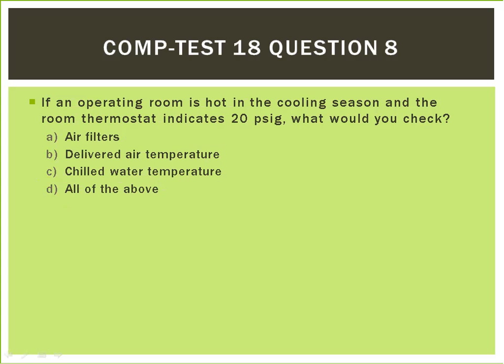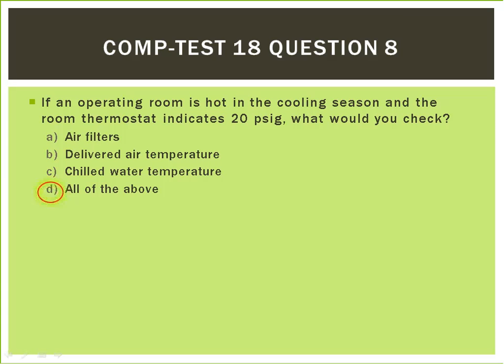Comp Test 18, question number 8. If an operating room is hot in the cooling season and the room thermostat indicates 20 pounds per square inch, what would you check? A, air filters, B, delivered air temperature, C, chilled water temperature, D, all of the above. Answer D is the best answer here because it incorporates answers A, B, and C, which are all correct.